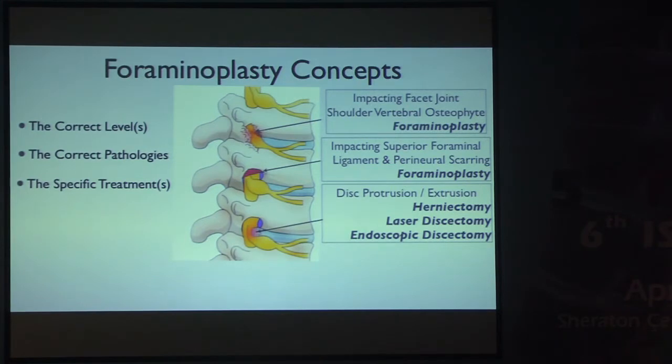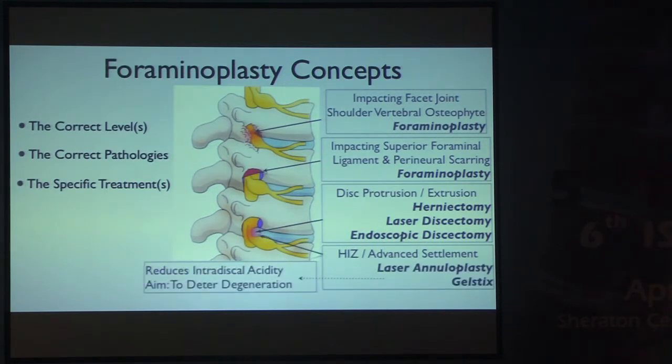And disc protrusions and extrusions, as we've seen very elegantly this morning, can be treated either by herniectomy, laser discectomy or endoscopic discectomy. And high-intensity zones can be treated by laser annuloplasty or the use of gel sticks, the purpose of which is to deter ongoing degeneration by restoring more normal acidity within the disc. And the best access for most of these problems in the foramen is transforaminally.